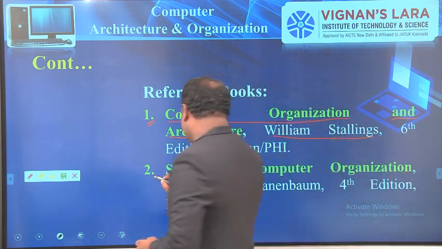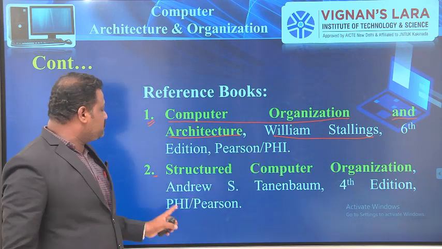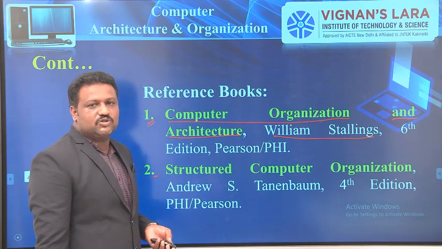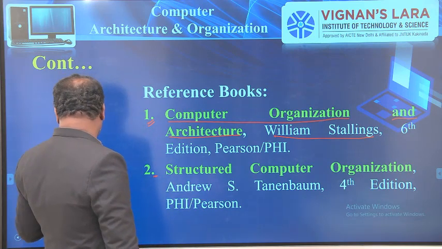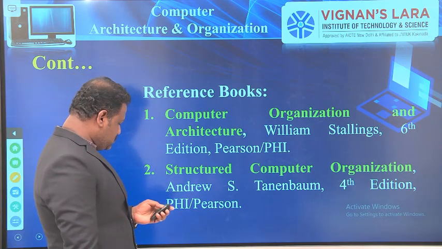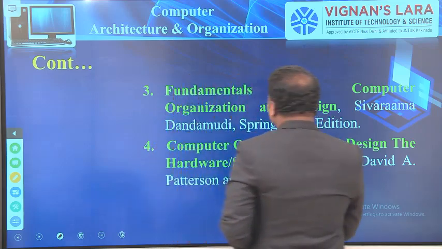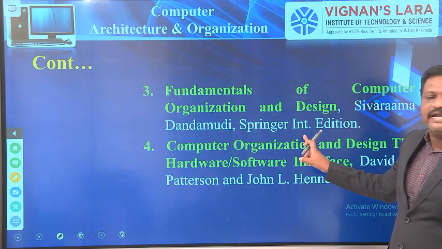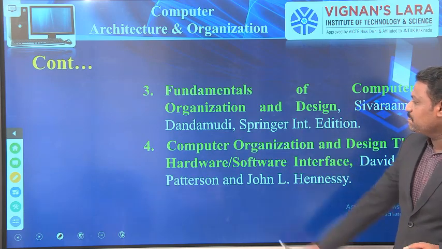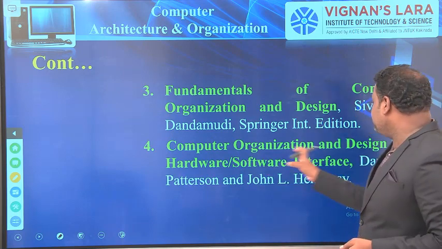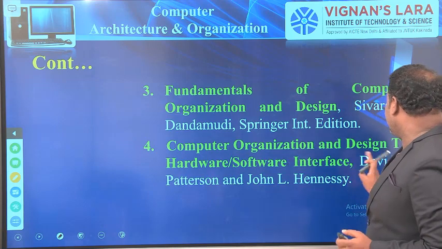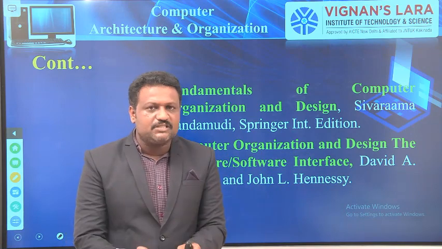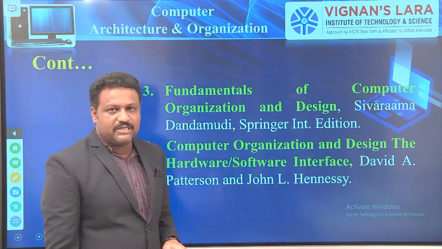Fine. The second reference book is Structured Computer Organization by Andrew S. Tanenbaum. This is another reference book. You can refer to this one also for different concepts. Next, the third one is Fundamentals of Computer Organization and Design by Sivarama Dandamudi, Springer International Edition. And the fourth reference textbook is Computer Organization and Design, The Hardware and Software Interface by David A. Patterson. So these are the four reference books for our course Computer Architecture and Organization.